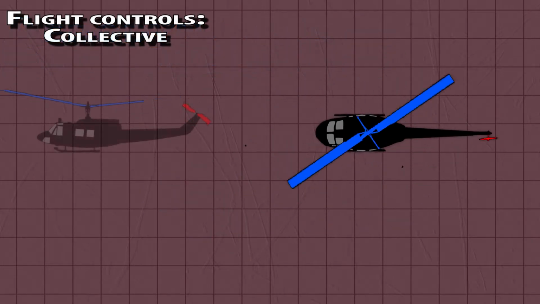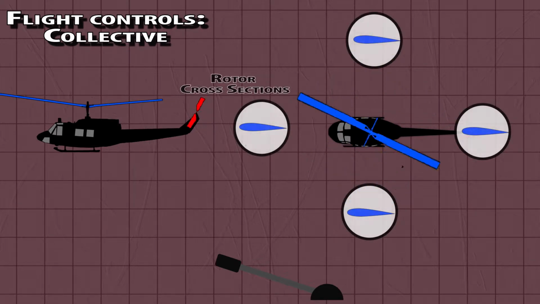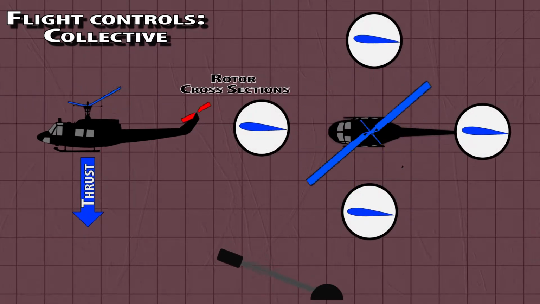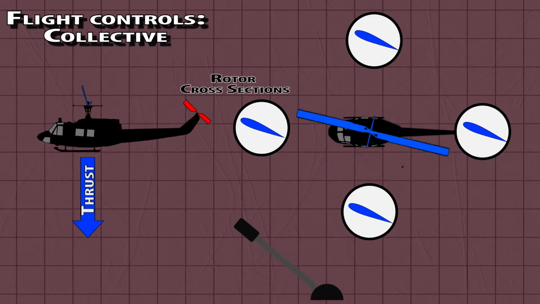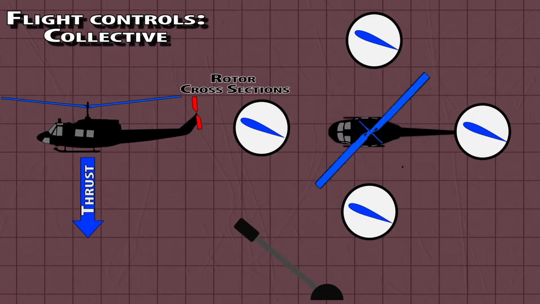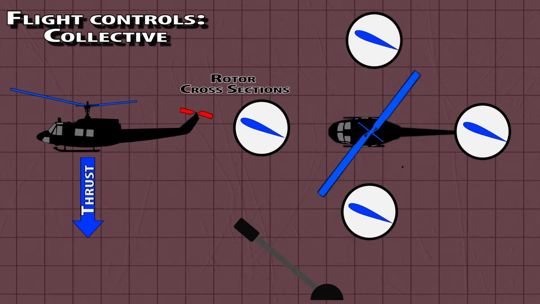Collective. As it sounds, the collective changes the pitch of the rotor blades collectively. This can be equated to a power lever, and in some aircraft, such as the Chinook, it is literally called the power lever. You pull it up and the pitch increases collectively for all blades. This will give more thrust perpendicular to the rotor disc. This will create more torque and make you yaw to one side, as well as making more work for the engine.